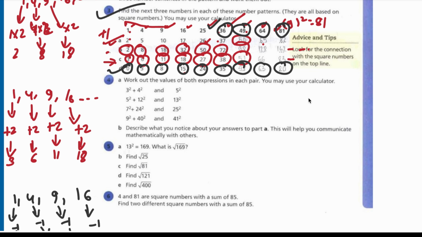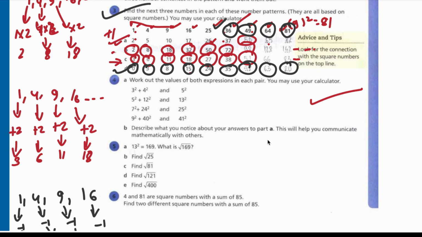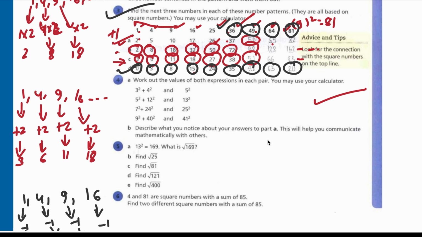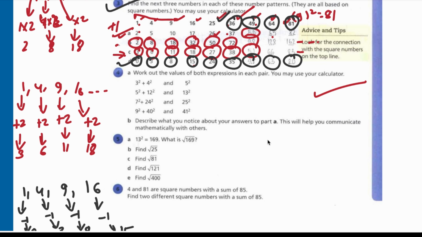Now let's move to question number 4. Question number 4 says, work out the values of both expressions in each pair. You may use a calculator, but I will never suggest you to use a calculator. Okay, look at the patterns. The given 3 square plus 4 square and 5 square. 5 square, 12 square, 13 square.